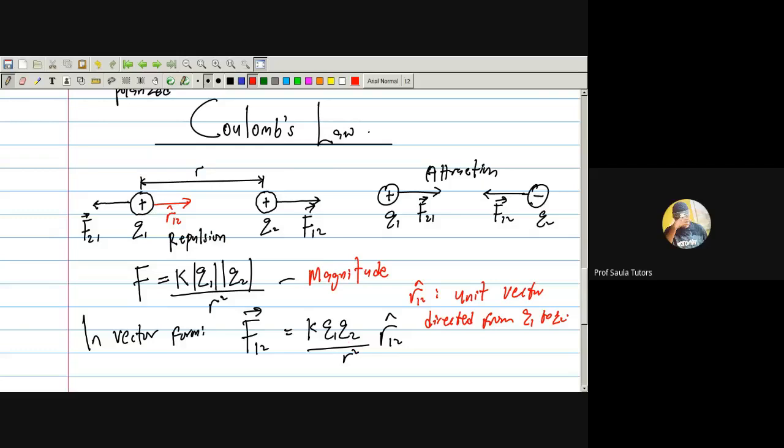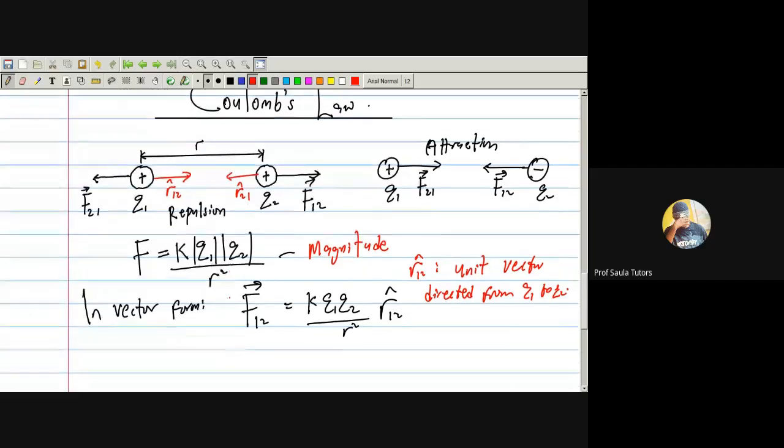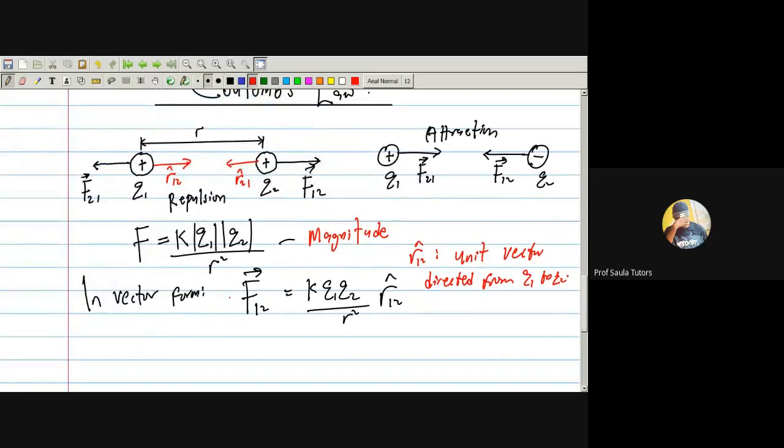Similarly, if I want to say F21, this is R21, and R21 will be something like this. That's what we call it. But we are not using this. I can use this formula to solve, but I won't be using this approach. The approach could be a lot confusing.